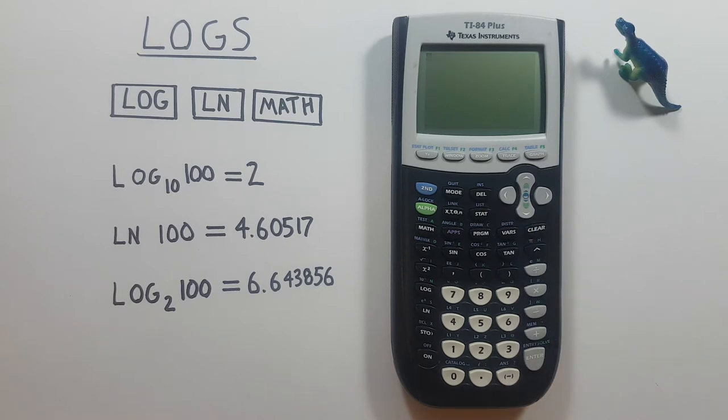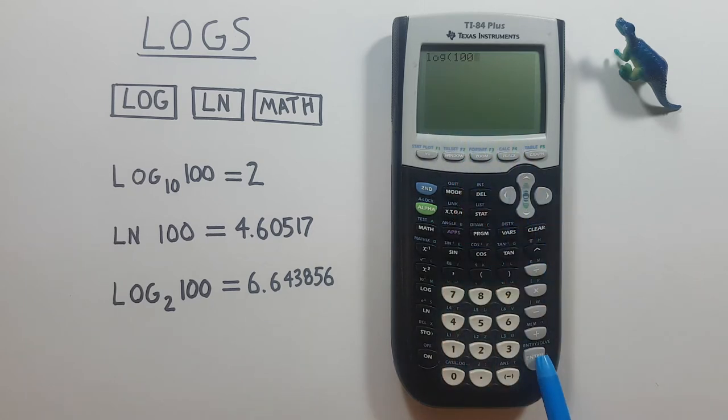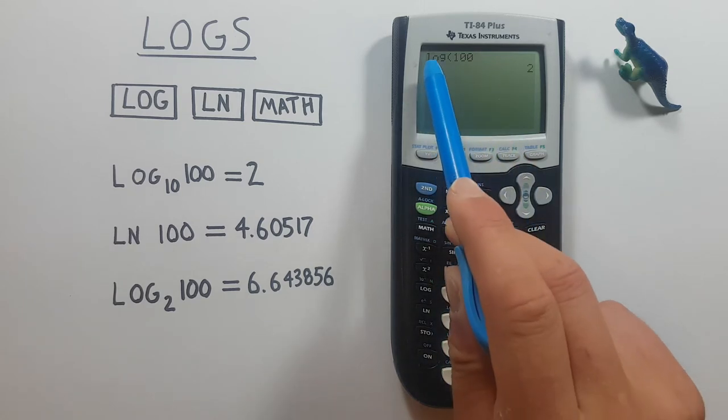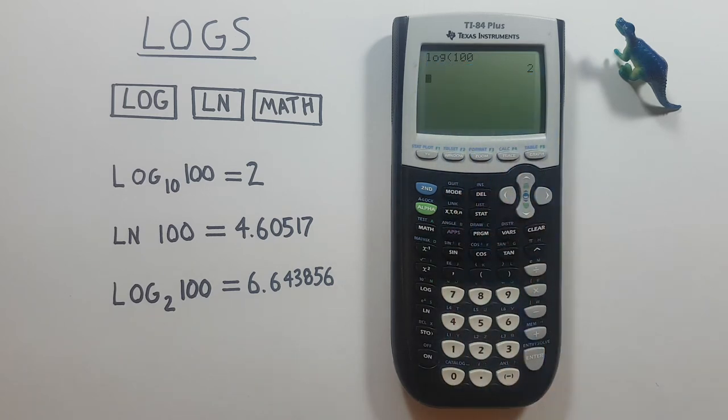All right, now on this calculator, the standard log base is a log base 10, like for example, log base 10 of 100. And if we want to solve that, all we have to do is press log and then enter the 100 in that open bracket area there, and then press enter. And you see it'll solve for us. Log base 10 of 100 is equal to 2.